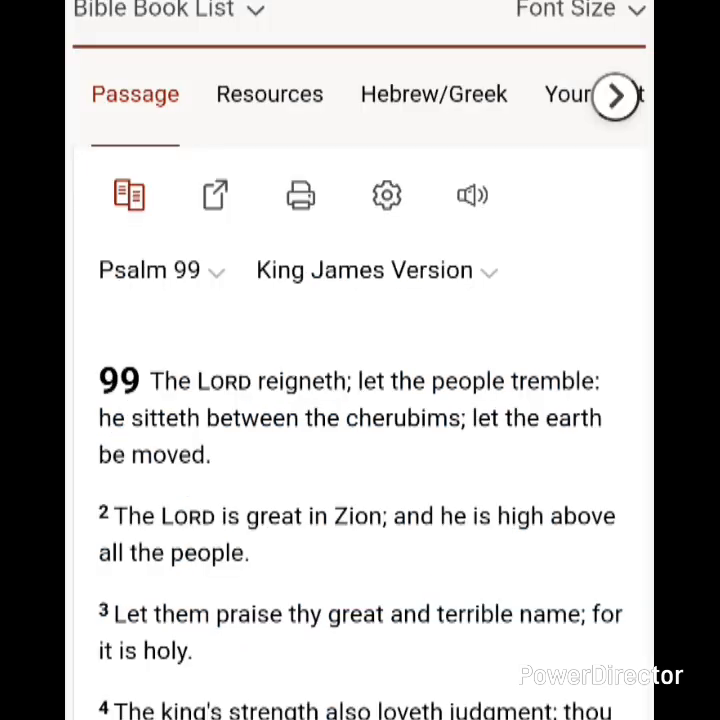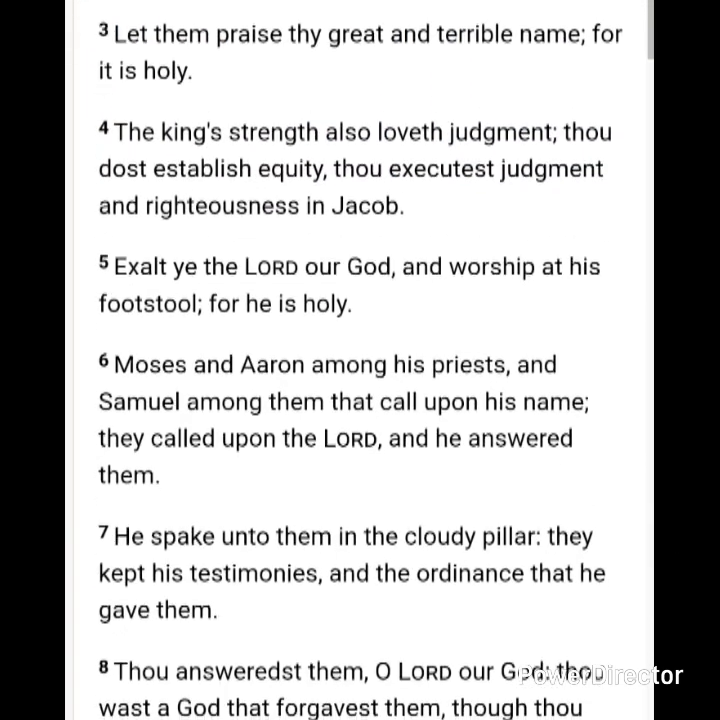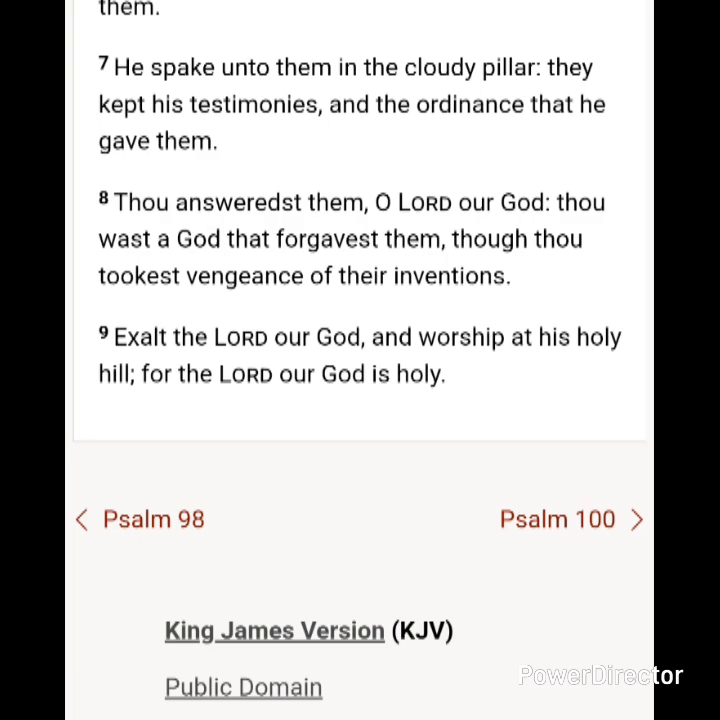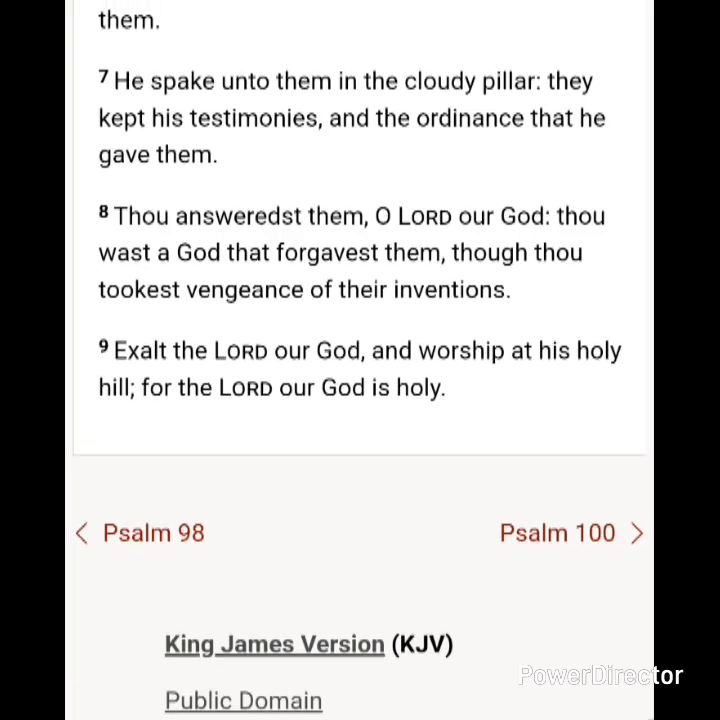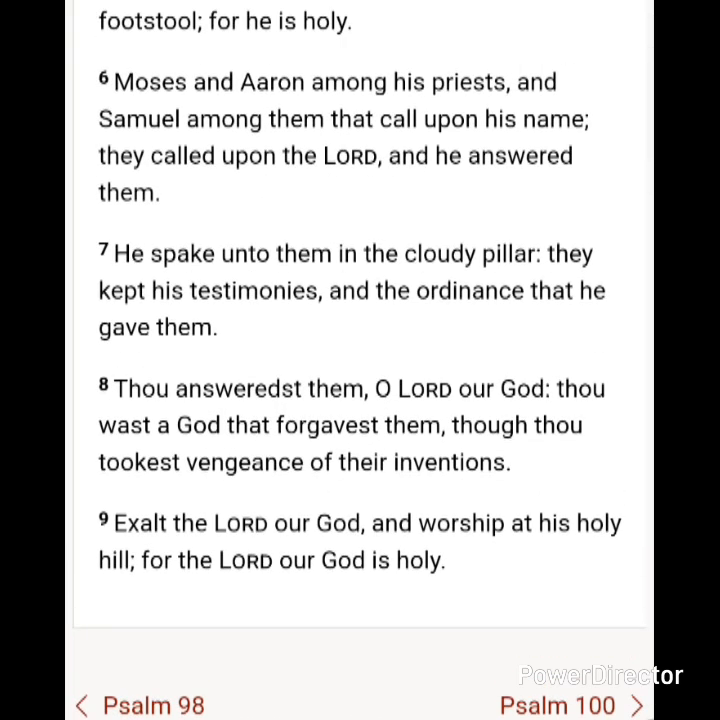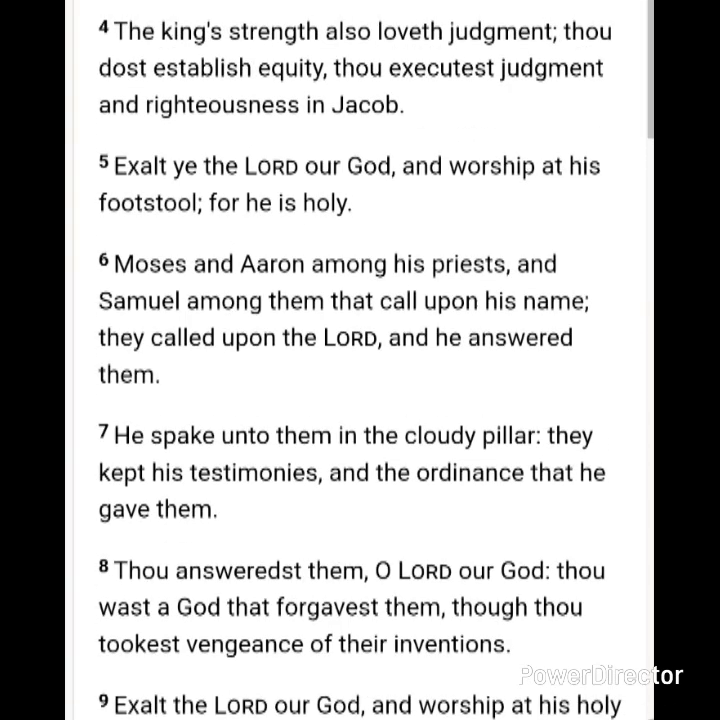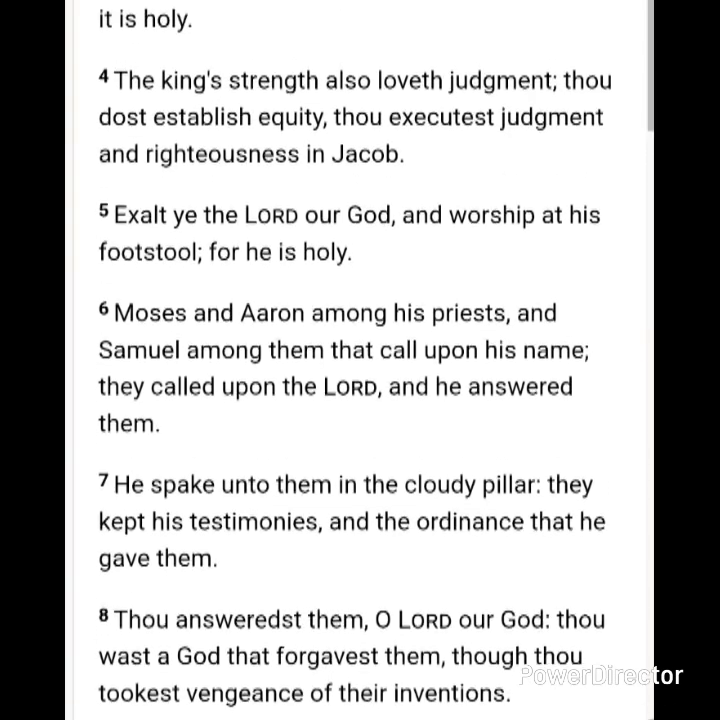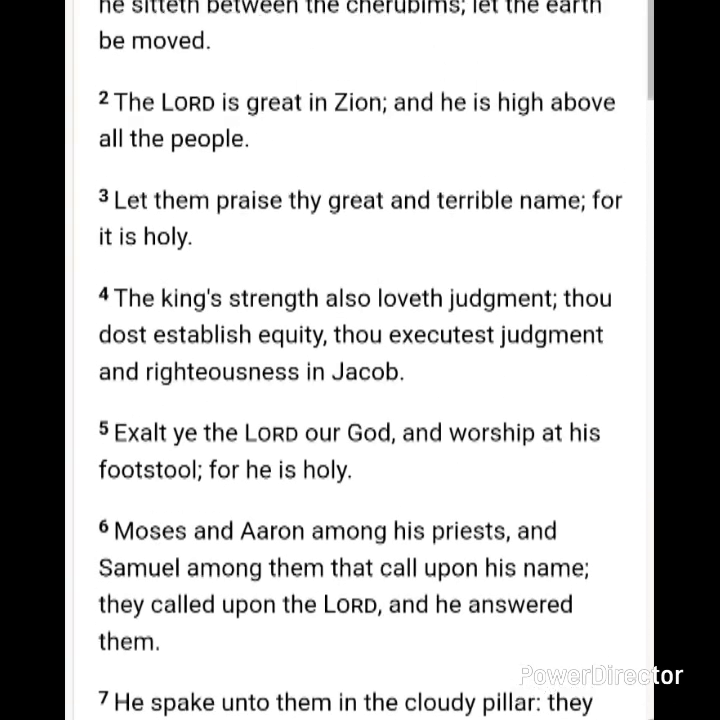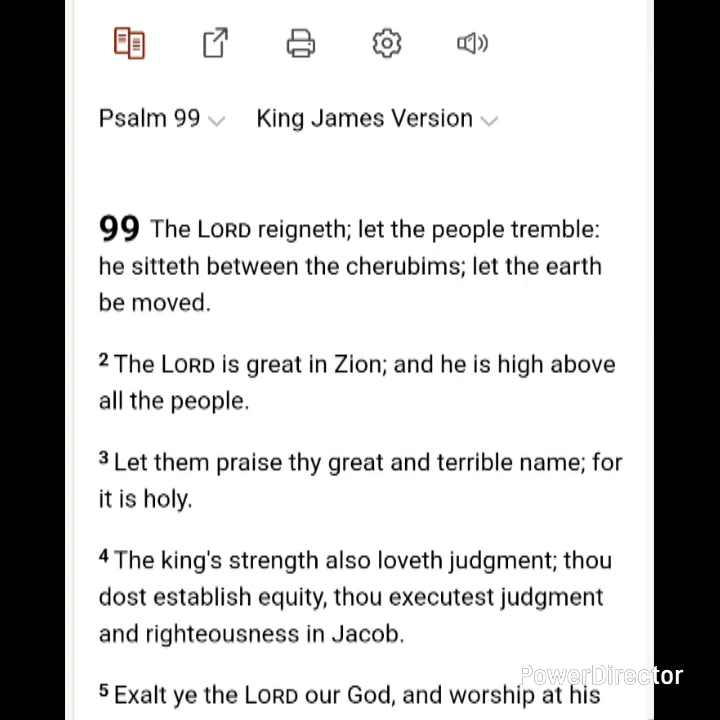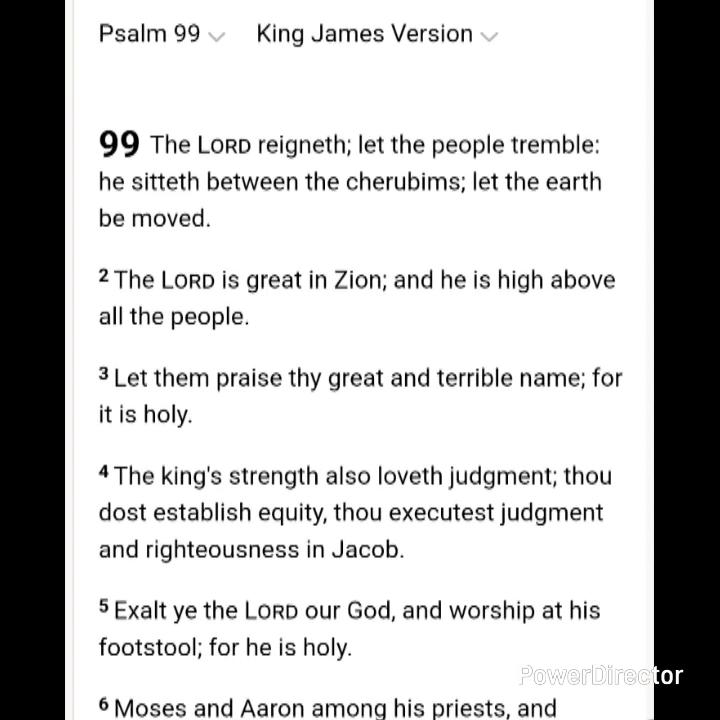So you go to Psalm chapter 99, right, and look at how many verses it has. 9. Psalm chapter 99 has 9 verses, and that's 999. What is 999? That's 99 times 11. 911. What are the odds that these numbers are all random? It's impossible.